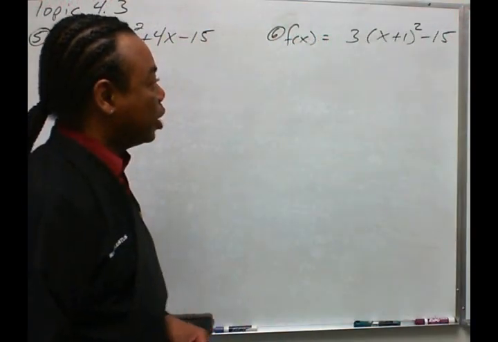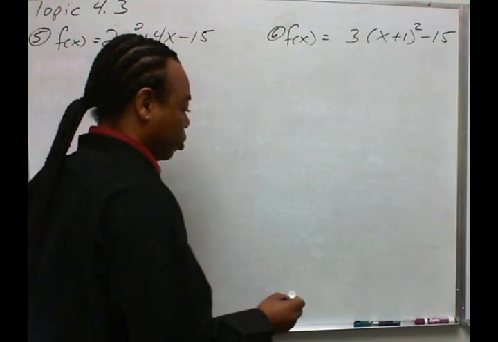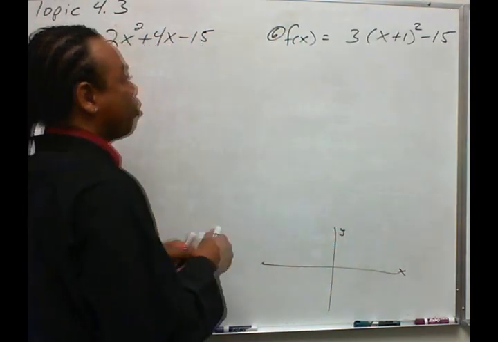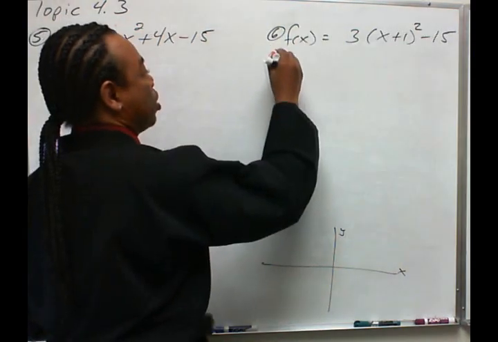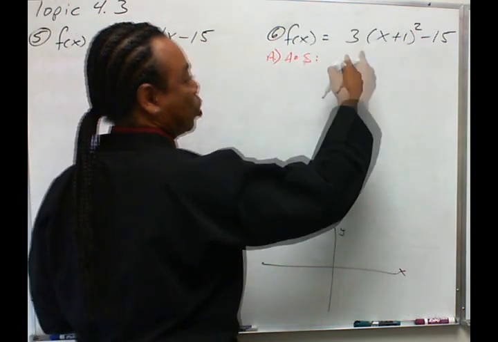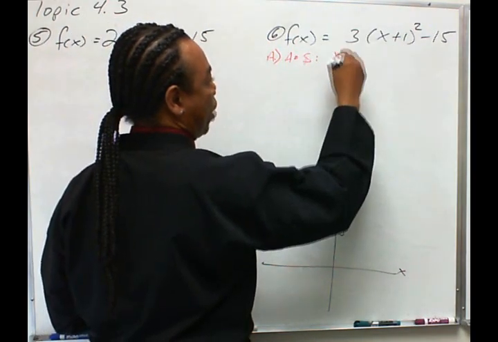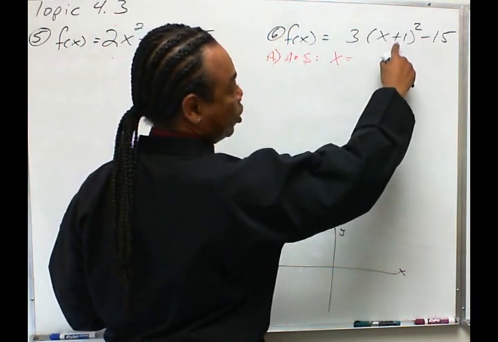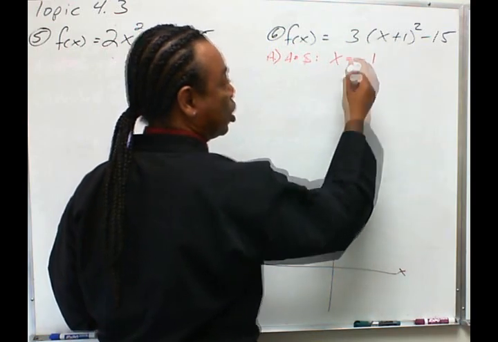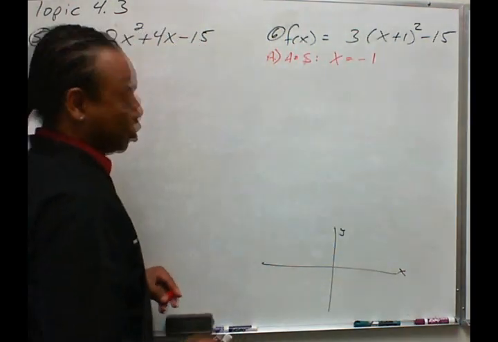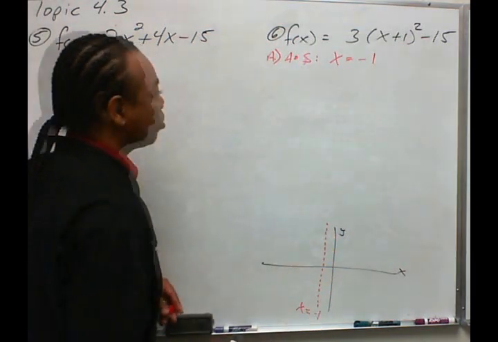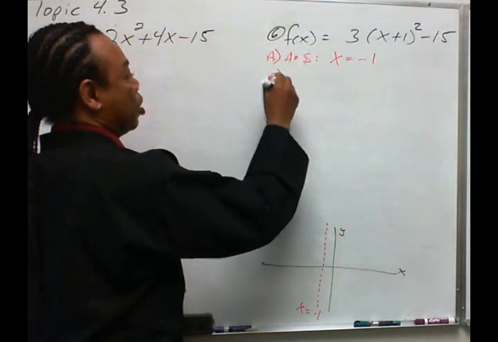Now we're going to graph 6. 6 is in standard form. And we're going to find the same parts. First, the axis of symmetry. The axis of symmetry in standard form is found by x equaling h. This is the opposite of h. The opposite of h is +1. That means h is -1. So that's our axis of symmetry. X is -1. So we'll put a dot here. X equals -1.